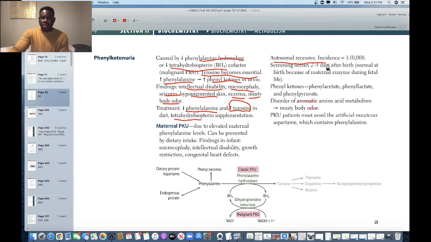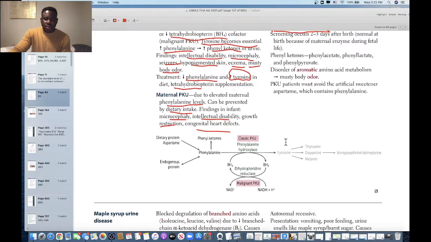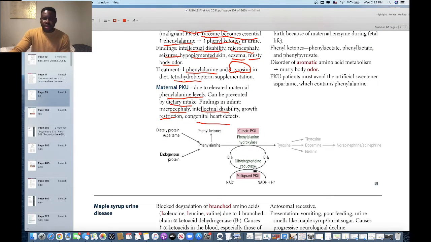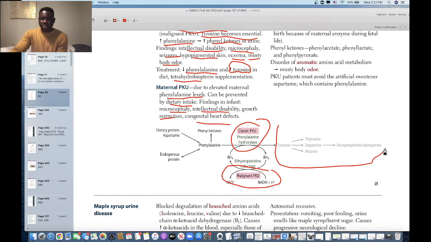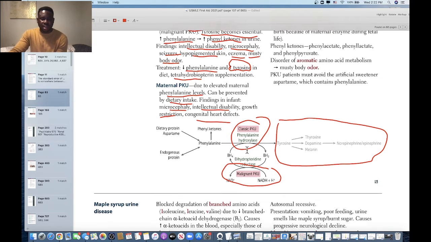It's autosomal recessive. You want to know that because we said most of the enzymes are autosomal recessive. And so maternal PKU is due to elevated maternal phenylalanine levels and can be prevented by dietary intake. Findings in the infant: microcephaly, intellectual disability, growth restriction, and congenital heart disease. Okay. Now, this is the pathway. We have the classical one, which we talked about, which is the PKU in the child, and the mother can also have that. So let's take note, and they'll all be deficient, and that makes a lot of sense.